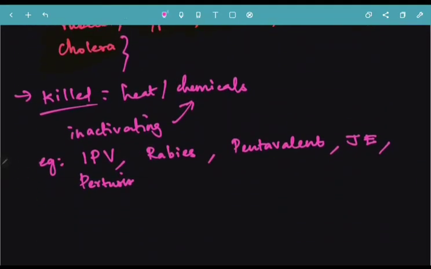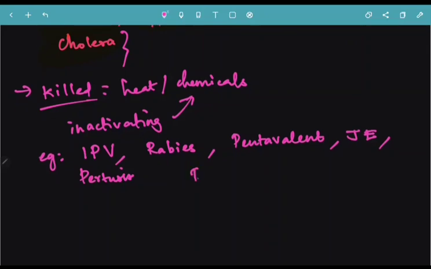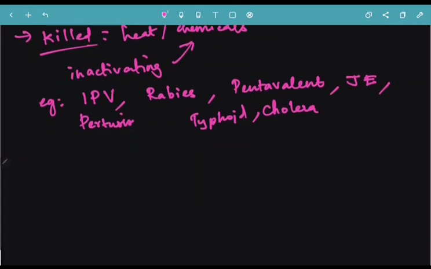Typhoid and cholera can be in both forms. They can be killed, and they can also be live, so both forms are available. Then you have pertussis, influenza, injectable poliovirus vaccine, rabies, pentavalent, Japanese encephalitis. All these are examples of killed vaccine.